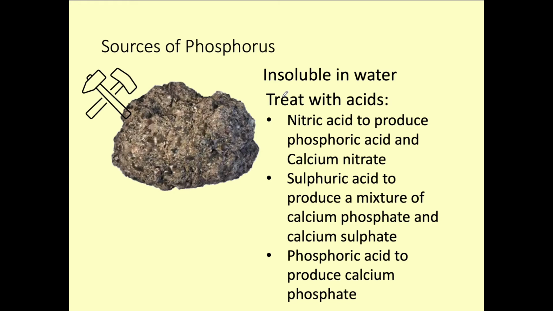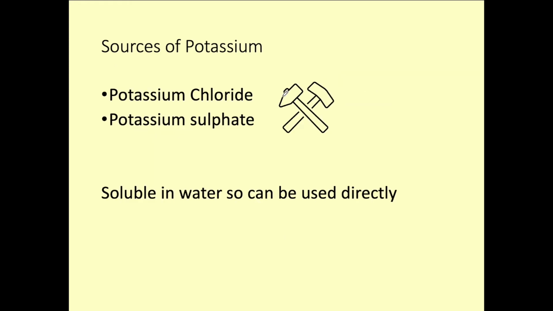And then finally, if we were to use phosphoric acid, we would produce calcium phosphate. To get our potassium, we would have our potassium chloride or potassium sulfate, which again can be mined from the ground. But these are both soluble in water, and so we can use them directly.